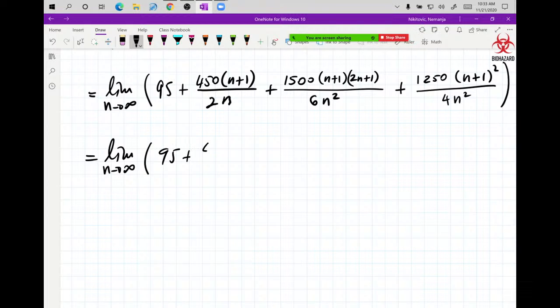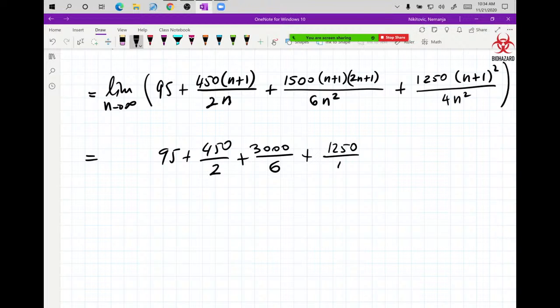95 plus 450 over 2. I don't need the limit anymore, actually. I'm done with the limit. 95 plus 450 over 2 plus 3000 over 6, because there is a 2 over here, so 2 times 1500, and plus 1250 over 4. That's it. We got it.